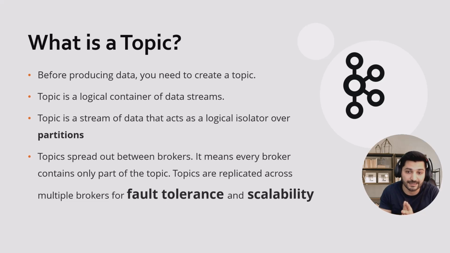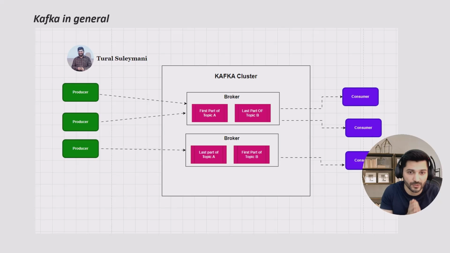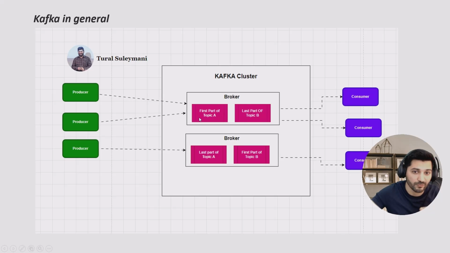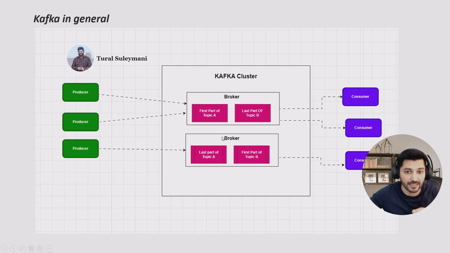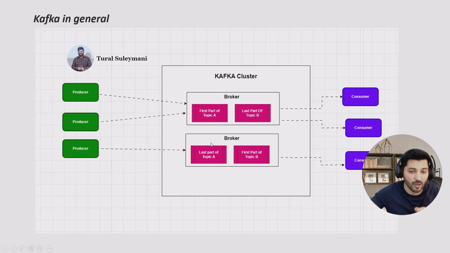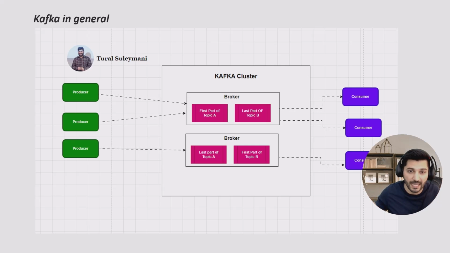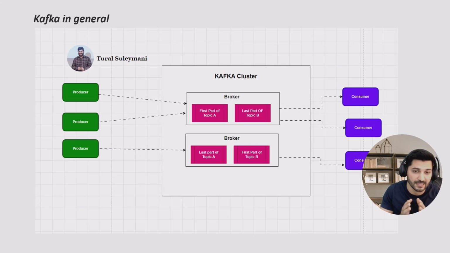Topics are replicated across multiple brokers for fault tolerance and scalability. So, long story short, you have a topic that consists of multiple partitions. And when you have multiple brokers, in my case I have two brokers, you say that the first part of topic A will be stored in this broker. The other part of this topic A will be stored in broker 2. That's how Apache Kafka tries to spread your table between brokers, and this helps with fault tolerance and scalability.